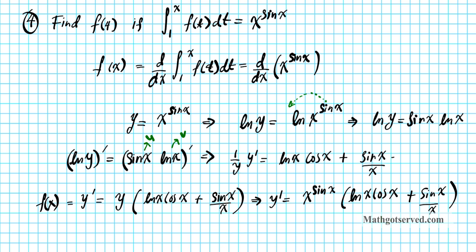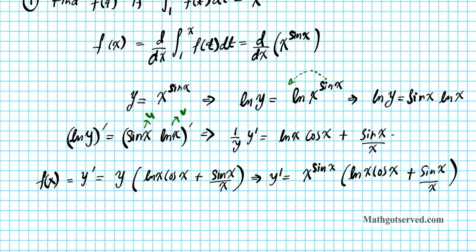Alright, so if this is f of x, what is f of 4 going to be? F of 4 is simply going to be what you get when you evaluate this function at x equals 4. So you're going to have 4 raised to the sine of 4 times the natural logarithm of 4 cosine 4 plus sine 4 over 4. Alright, so there goes your final result.